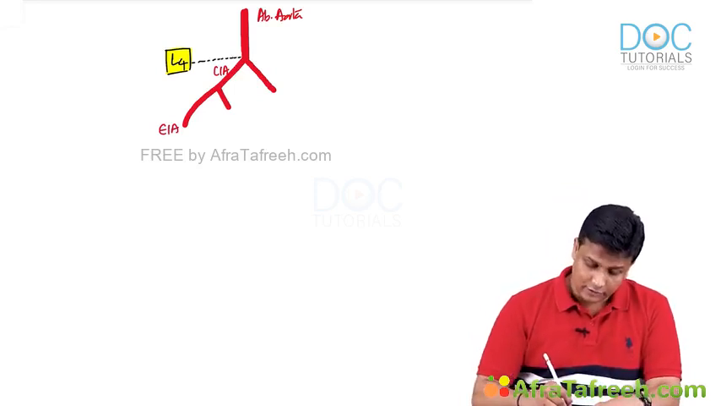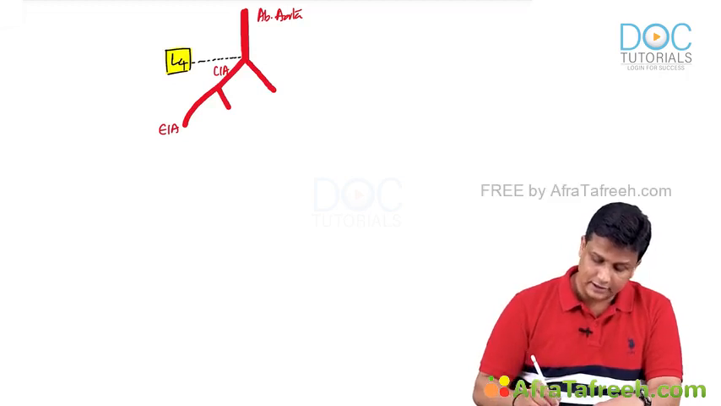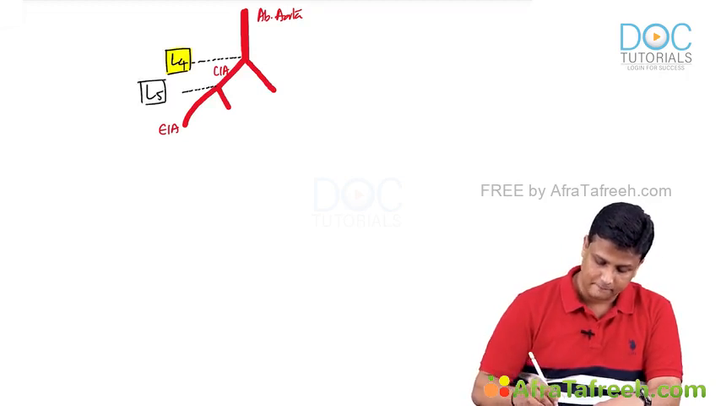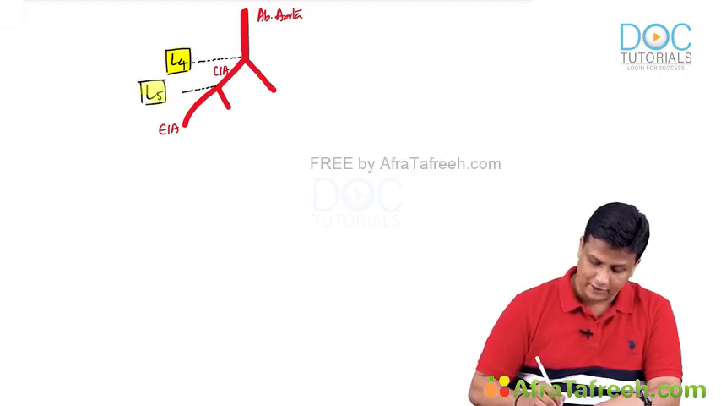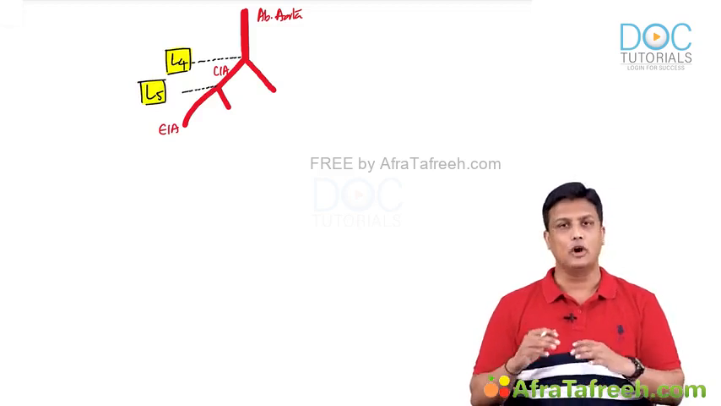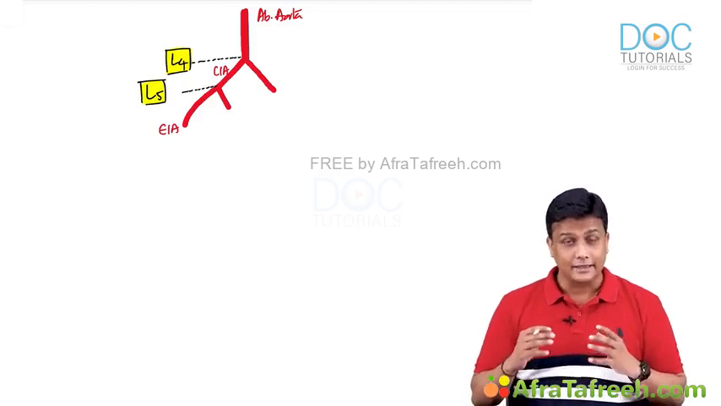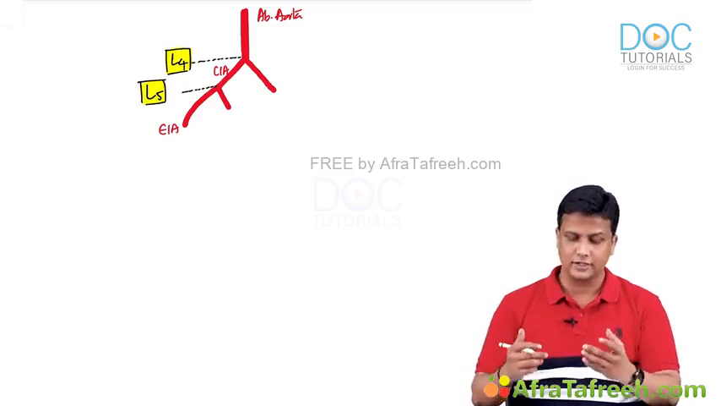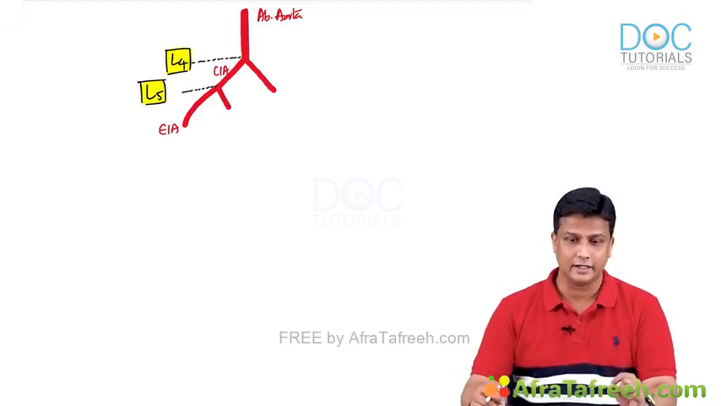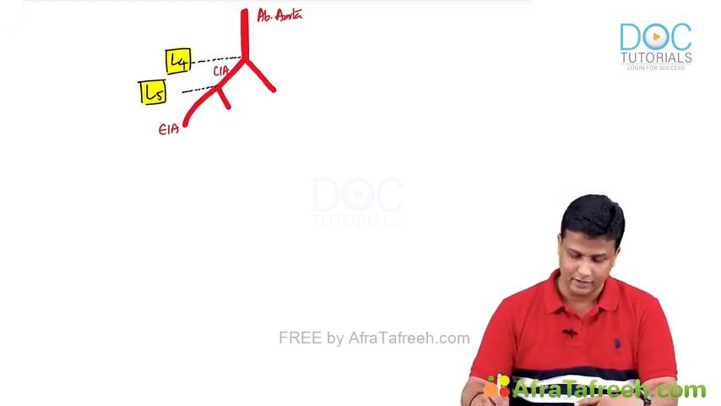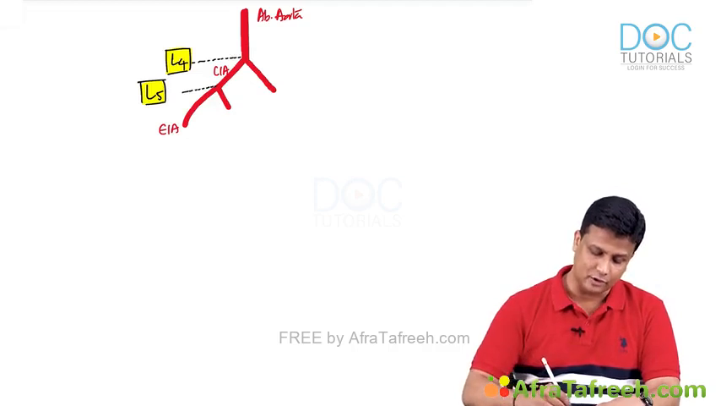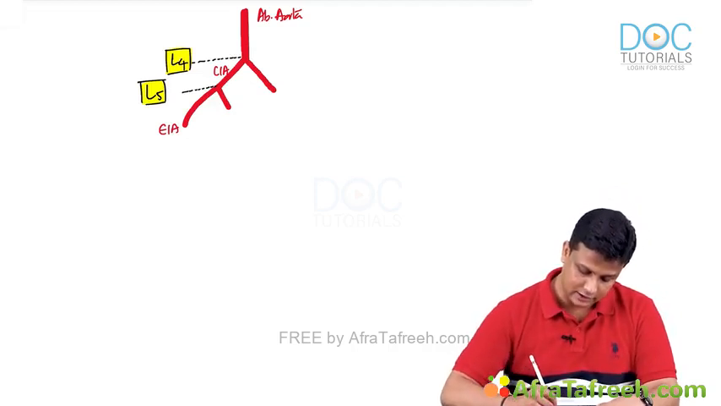But for now, you have to remember at which level this internal iliac artery is given. Remember, it is given at the level of L5. So at L4, the abdominal aorta divides into common iliac arteries, and the common iliac artery further gives rise to the internal iliac artery at the level of L5. Our concentration right now is all about the internal iliac artery.